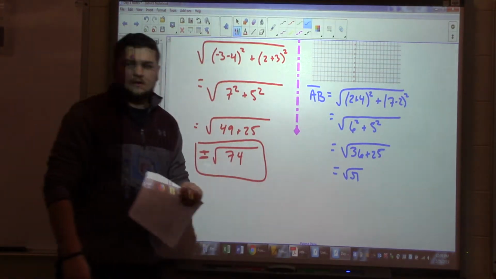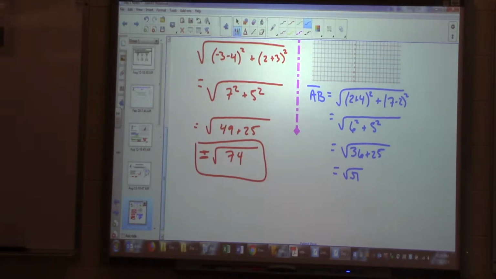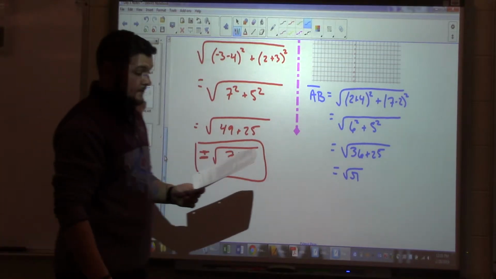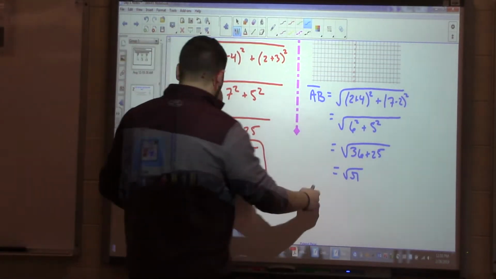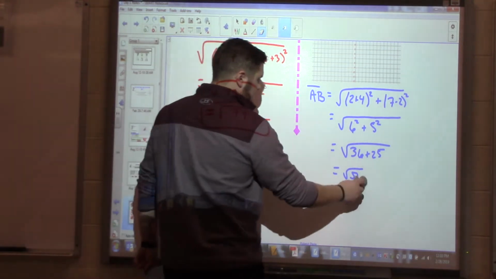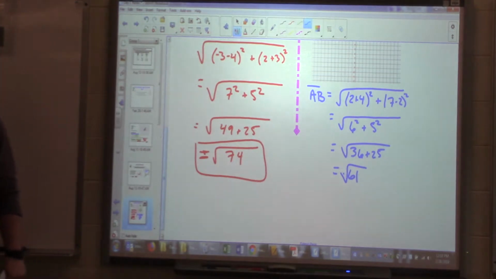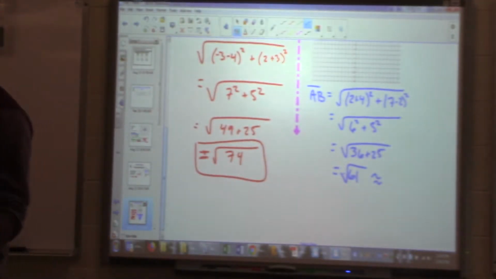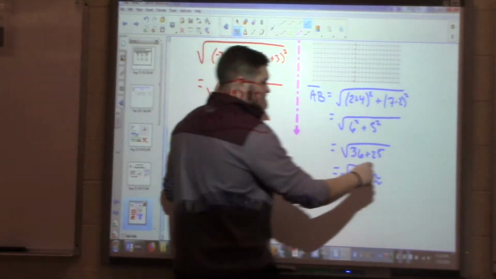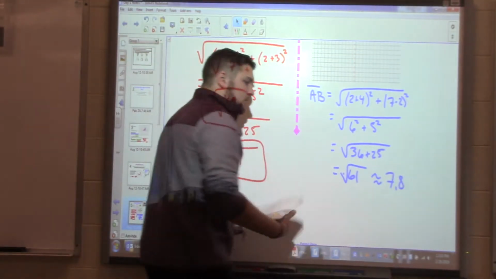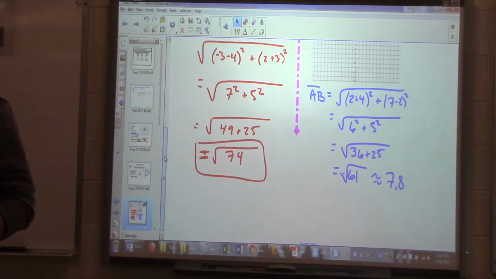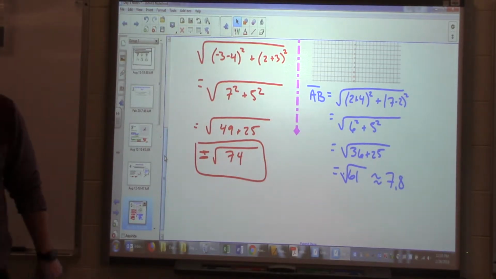And you can leave it like that, or because we're going to compare things, I don't want to compare simplified radicals, that'd be a little silly. What? 61. Oh, 61. Yeah, put 61. Hey, thank you. Square root of 61. Approximately what? 7.8, I think is what I got. So, like I said, when you're comparing distances, guys, I don't expect you're going to keep it in simplified radical form. Okay?